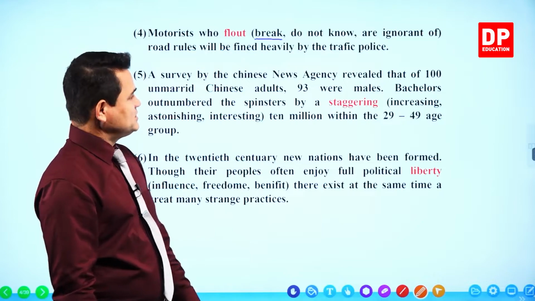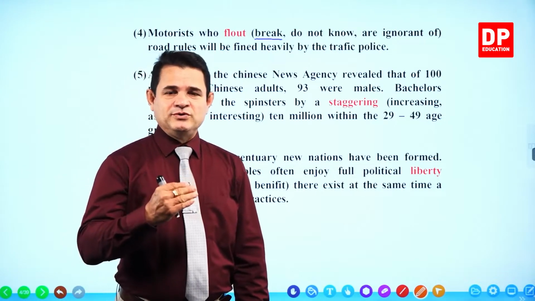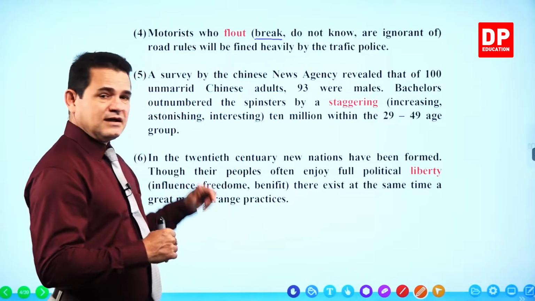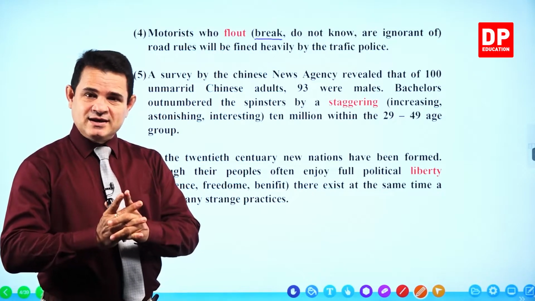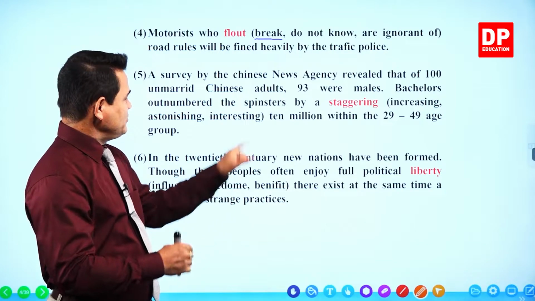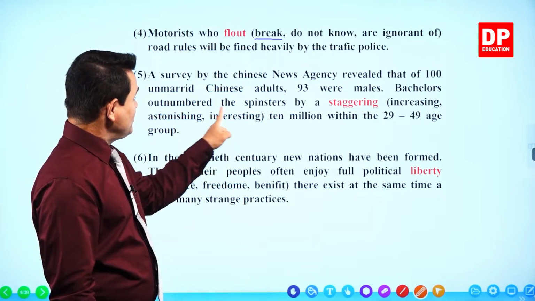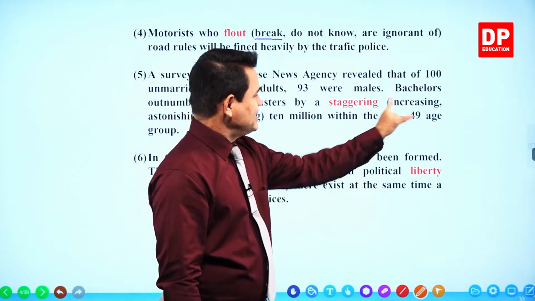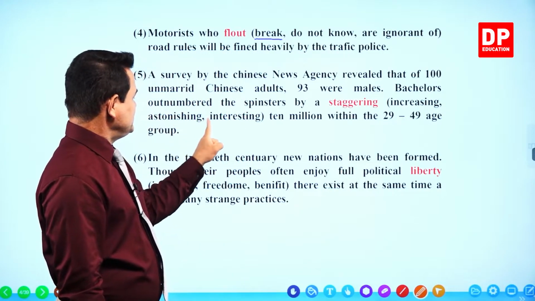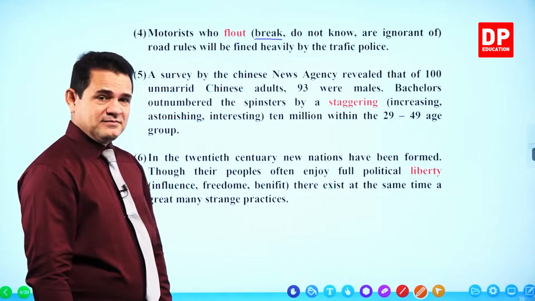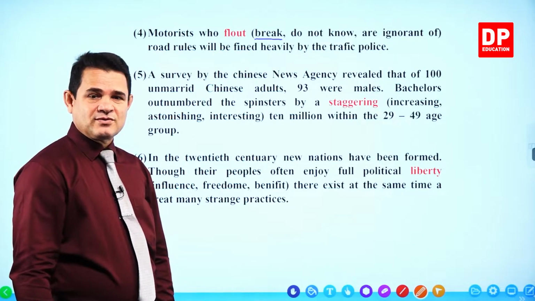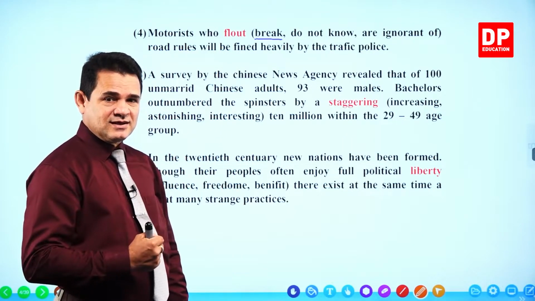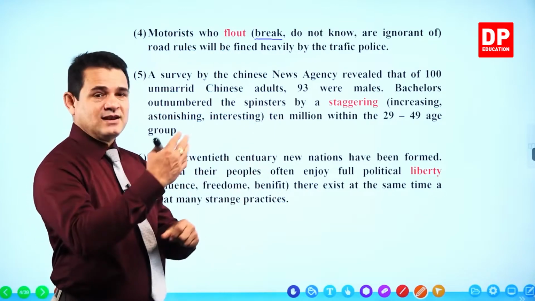You know, bachelors. Bachelors means, that's another word. Now, when you come out of the university, we call them bachelor. There's another one. Bachelor means unmarried gentleman. අවිවාහක පිරිමියාට කියන bachelor. අවිවාහක ගැහැණුවාට කියන්නේ spinster. දැන් එතකොට ඒගොල්ලෝ outnumbered, number එක වැඩි වුණාලු by staggering, that means increasing the, astonishing the, interesting the 10 million. 10 million වලින් වැඩි වුණාලු. The 29 to 49 age, 29ත් 49ත් අතර. එතකොට එහෙනම් unmarried කට්ටිය වැඩි වෙලා.